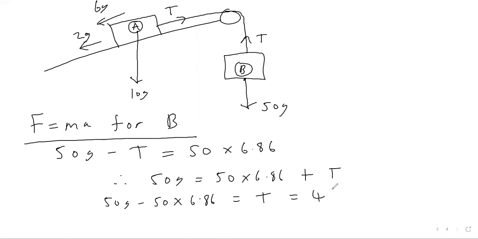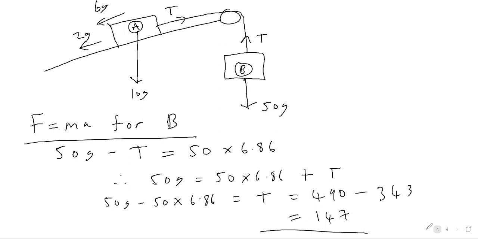So we get 490 take away 50 times 6.86, which is 343. So that's going to give us 490 take away 343. So we get a tension of 147 newtons. So a lot of tension in the string. Okay, so that's our tension. So we know our tension force.